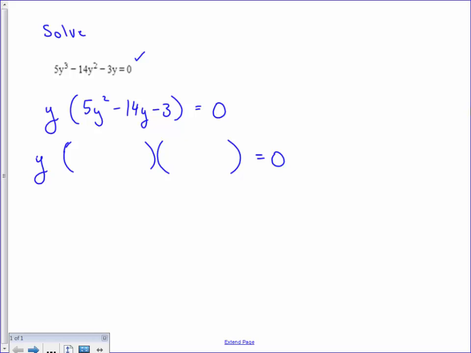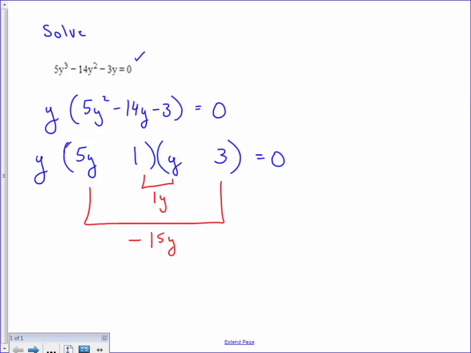First, I want factors of 5y squared. I could use 5y and y, and that's just about my only option. I'd also want factors of 3, so I could use 3 and 1. If I put the 3 on the far outside and the 1 here, I can check myself and see that the inner product would be 1y, the outer product would be 15y, and if I put the negative in front of the 15 and the positive in front of the 1, those two would combine to the middle term, negative 14y. So I know that I at least have the right numbers.